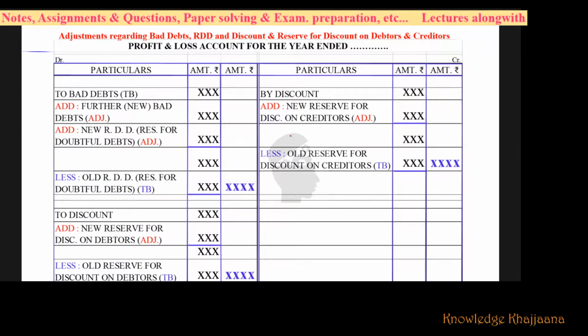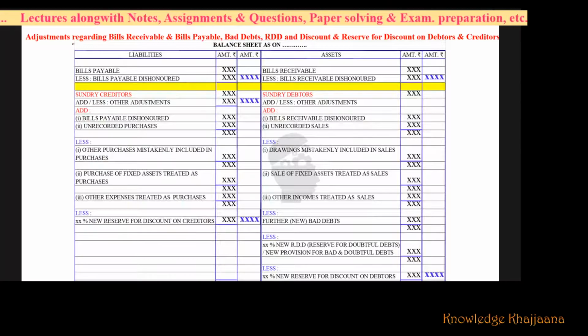We have already seen the adjustments regarding bad debts, RDD, discount and reserve for discount on debtors and creditors. These were the important adjustments which we saw in our last lecture. Other adjustments regarding bills receivable and bills payable are also very important, and we learned them in our last lecture. Wherever you think it is necessary, you need to note it down. You can pause the video and note it down in your notebook.